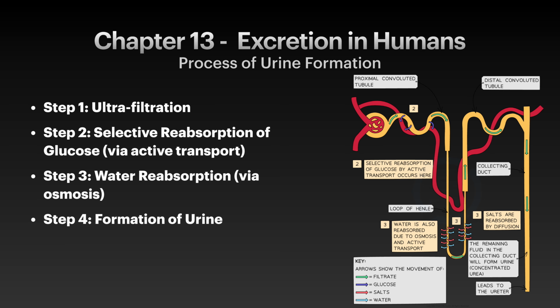Here's an important note. Glucose reabsorption can only happen here because the special protein gates needed for active transport, also known as the protein carriers, are found here at the proximal convoluted tubule. If someone has diabetes, their blood glucose is very high. Not all glucose can be reabsorbed, so it appears in the urine. And this is why doctors test urine for glucose to diagnose diabetes.